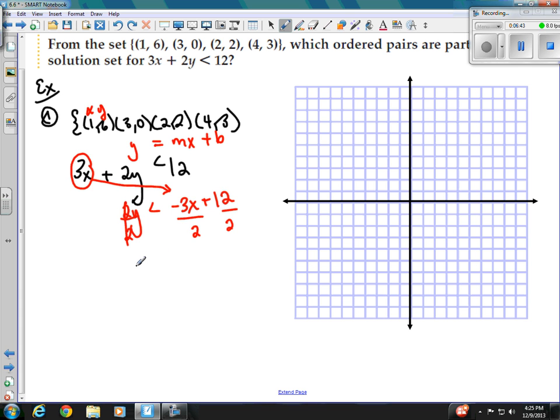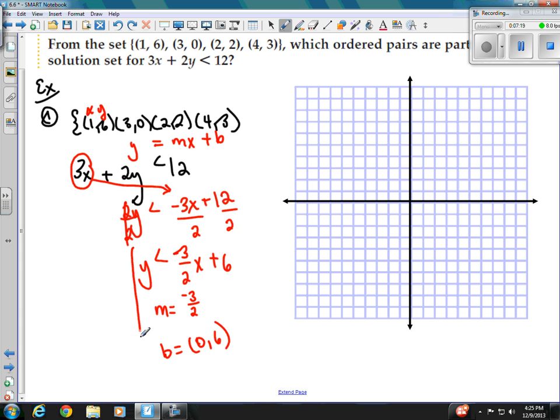So 2's cancel. Y, and then we always check we divided by a positive, so my inequality symbol stays the same, is less than, because it points to the y, calling him little, so y is less than negative 3 over 2 x plus 12 divided by 2 is 6. Negative 3 over 2 doesn't reduce. So step 1, get it in slope-intercept form, we're good. Step 2 is to find your m and your b. So m is negative 3 over 2, and our b is 0, 6.